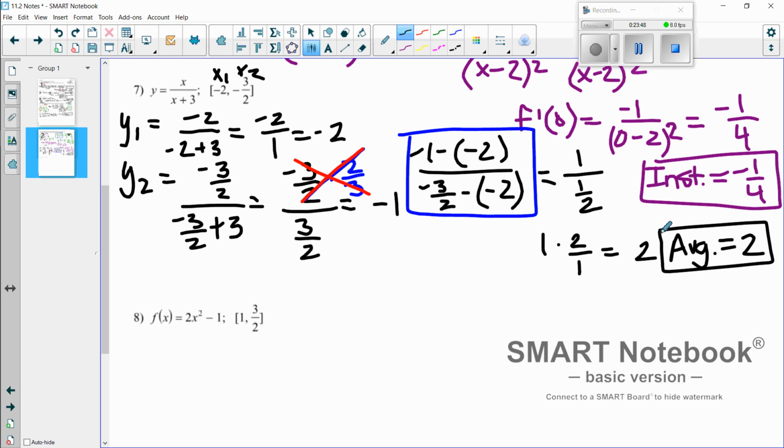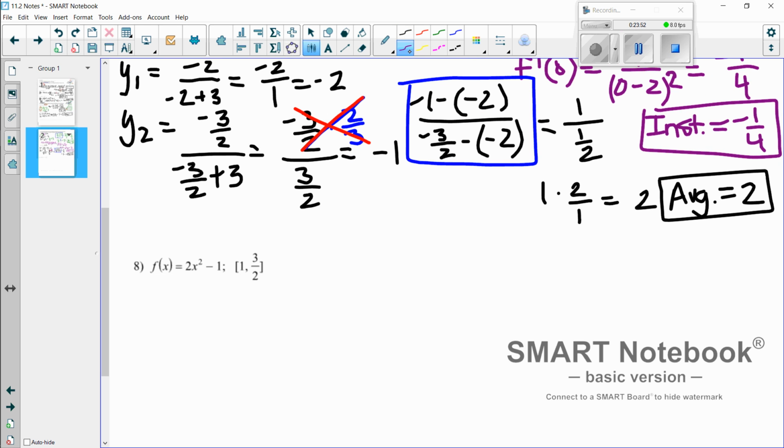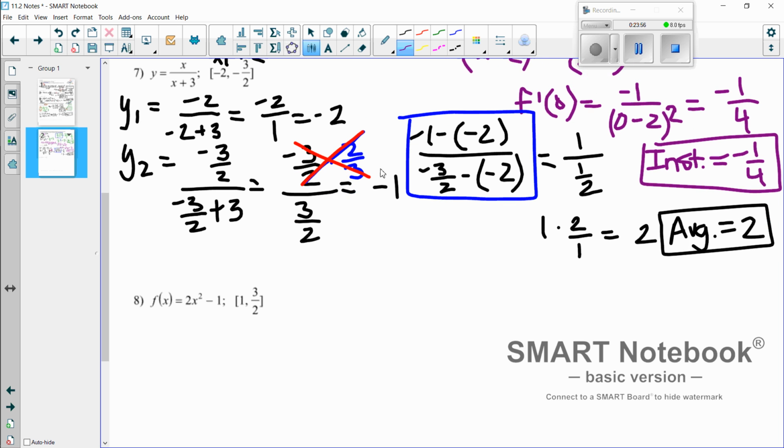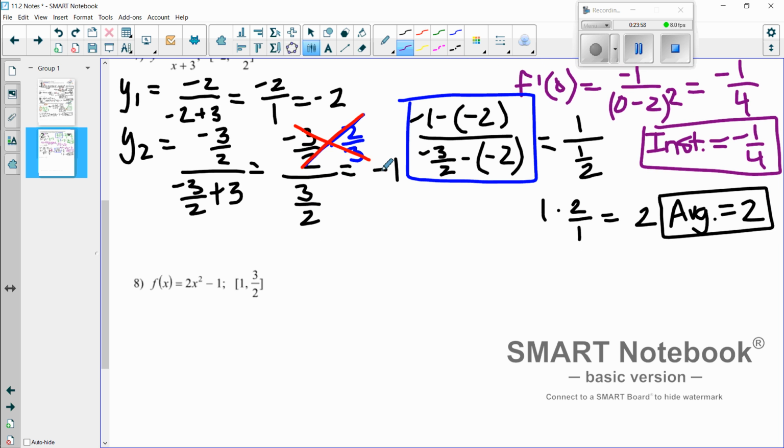So there's the average rate of change. Now let's find the instantaneous rate of change. We are going to denote this one, since it's y, remember, we're going to do dy over dx, and then let's set up the quotient rule here.